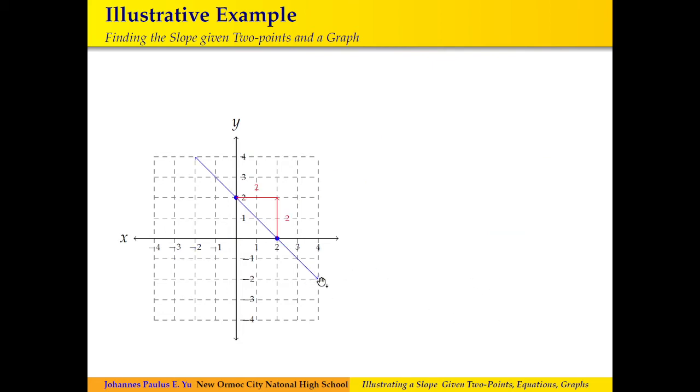So, the same lang. What about this one? Ito yung sabi ko sa inyo. Be mindful because the line is leaning towards the left. Therefore, the result of this one must be negative. 2 divided by 2 is 1. But since the line is going to the left, this is negative 1.